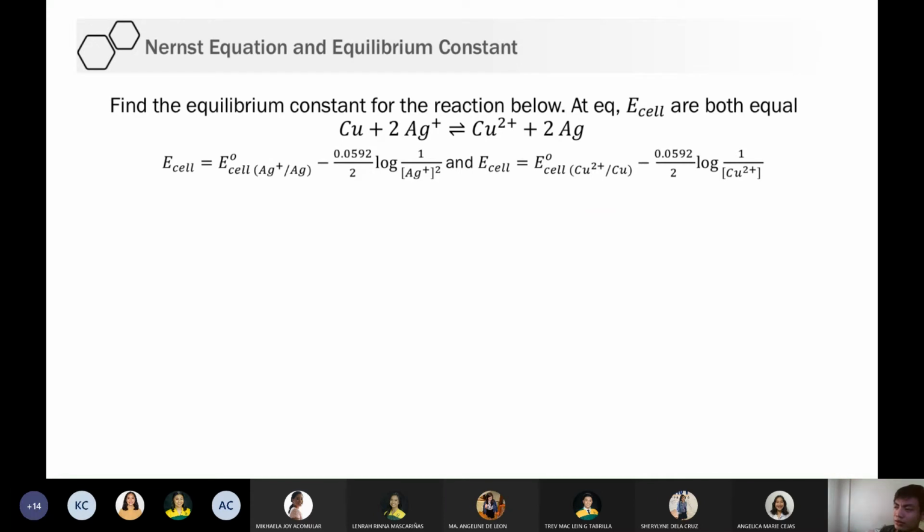Ito, yung sinabi ko dito at equilibrium, E cell is equal, are both equal. Ang ginawa ko kasi sa section 2, yung Nernst equation, dito ko dinerive yung K. Nag-derive pa kami. Kaso, naisip ko, pwede rin naman gumamit ng delta G. So, ito kasi nasa libro eh. Ganito yung nasa libro. Yung Nernst equation, pagsasamahin mo to get the equilibrium constant. Pero, naalala ko na lang, pwede nga pala delta G.